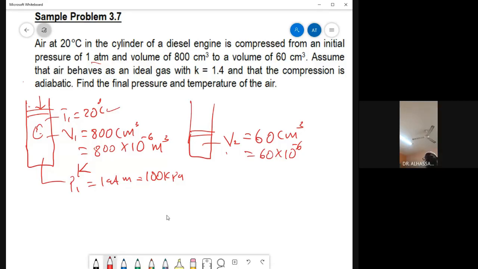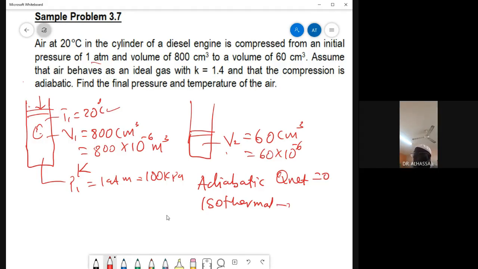So if the compression is adiabatic, what does that mean? First thing that has to come to your mind: what is the meaning of adiabatic? So adiabatic means heat is not allowed to flow in and out of the system. You understand me? So be careful. Don't confuse yourself with adiabatic and isothermal. They are completely different situations. Adiabatic means that there is no heat. The net heat equals 0.